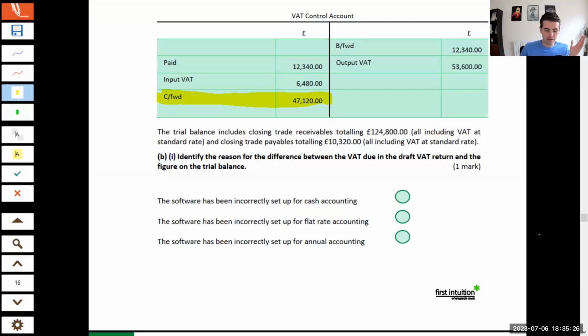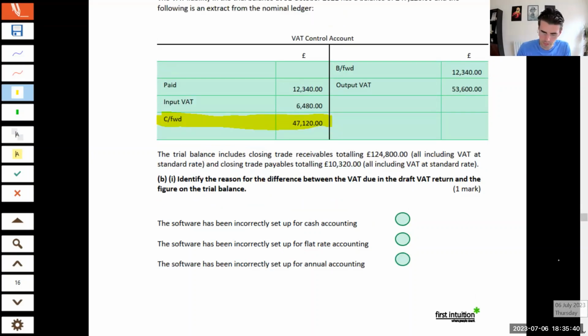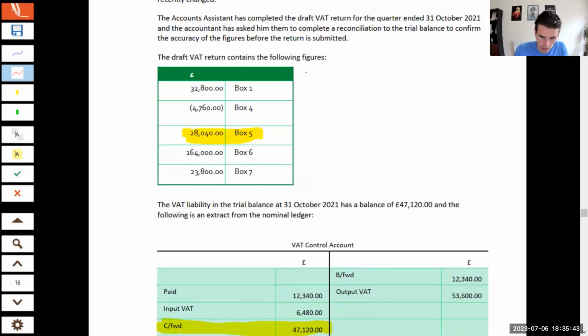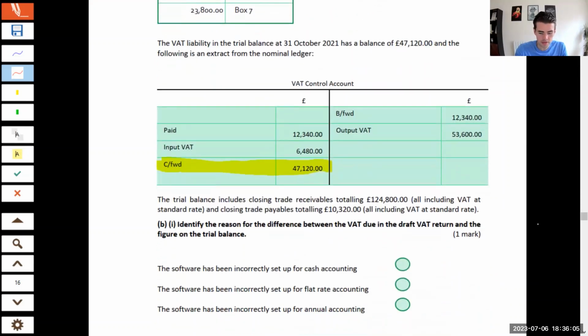Clearly, what the software is saying is we are using a certain scheme. What the control account is saying is, no, we're not using a scheme. So again, I need to find out the differences between them. First and foremost, let's write those figures out. The trial balance is saying that we owe £47,120 on the VAT return. Box 5 is saying I owe £28,040. Now, where do I even start with this?